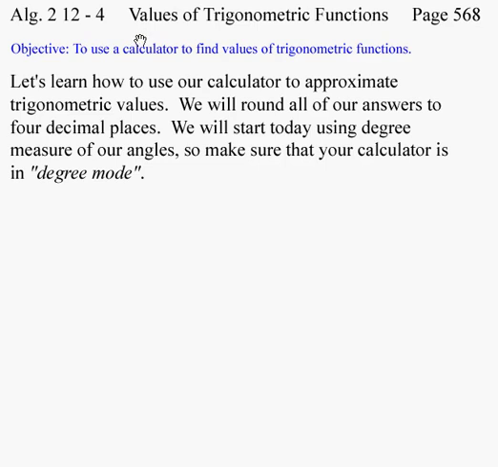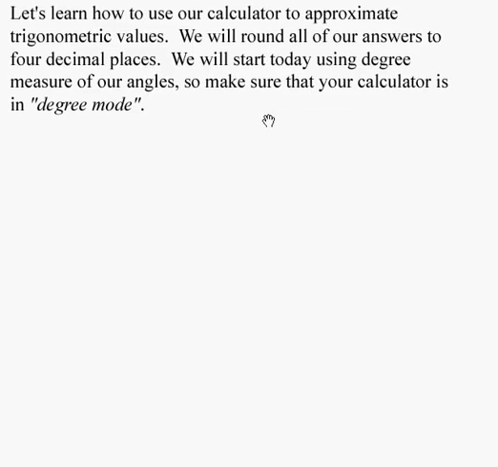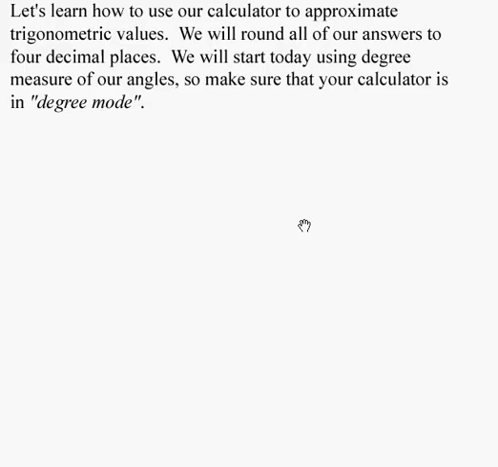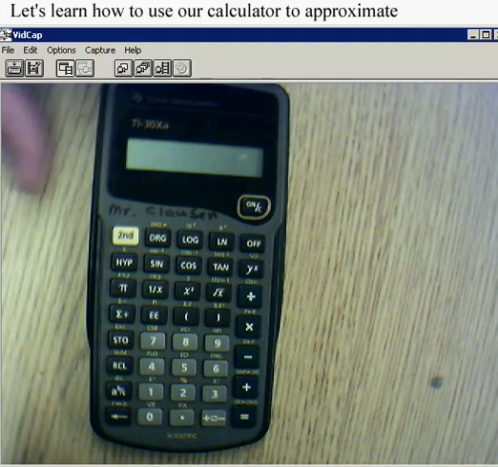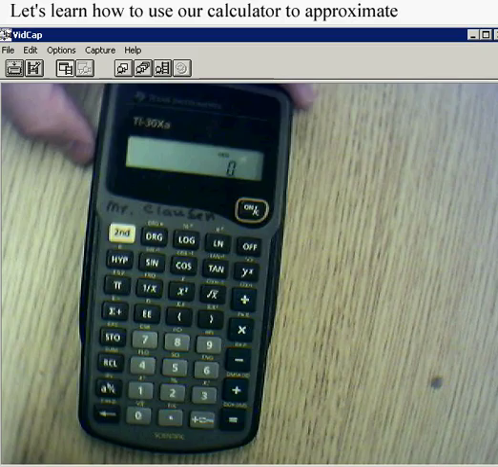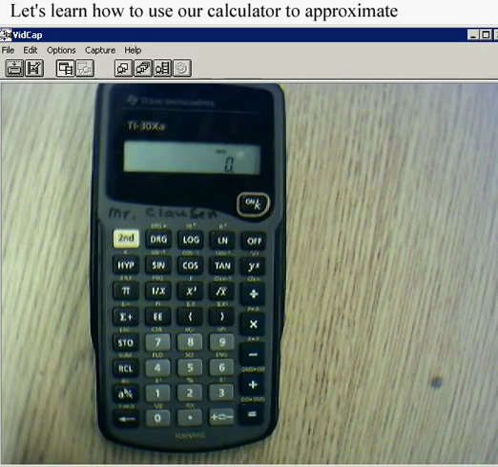The trig functions using our calculator, so that's our objective for today, to use a calculator to find the values of trig functions. And the absolute first thing we need to do is to make sure your calculator is in degree mode. So for degree mode, I suggest you turn your calculator on, and we'll go to the old video cam here, the calculator cam. When you turn your calculator on, look in the display somewhere, and it should give you some kind of indication that you are actually in degree mode.